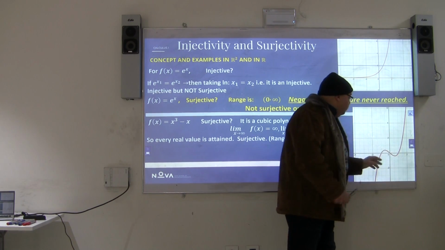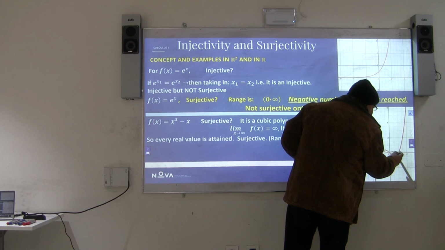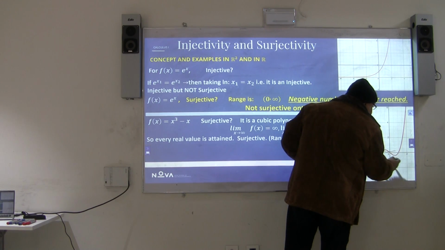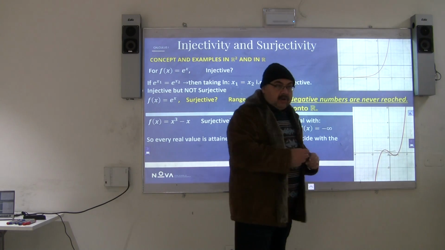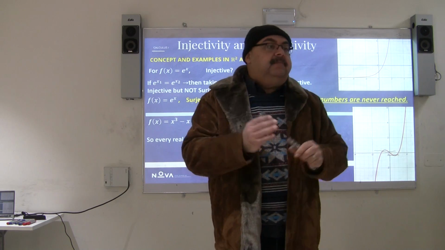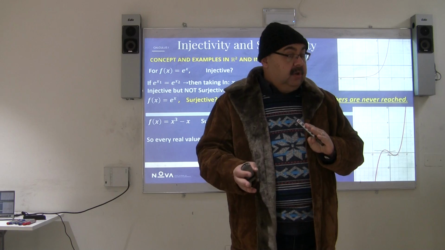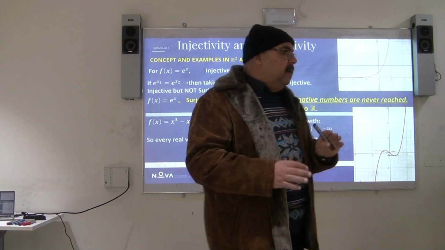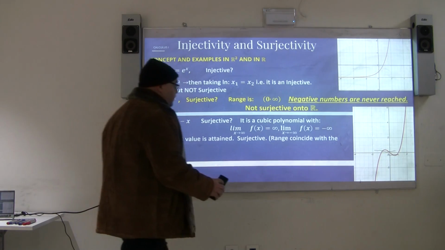In one point. But what if your line is here? It will cut the graph in more than one point. And if it was here, in this case, it also will cut the graph in more than one point, so it is not injective. You can restrict the domain in order to have injectiveness, but in general, it's not an injective function, as you can see.